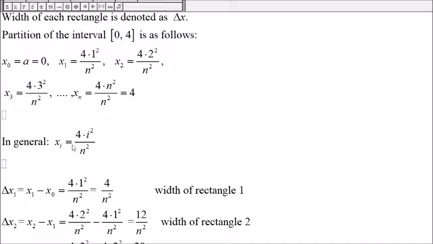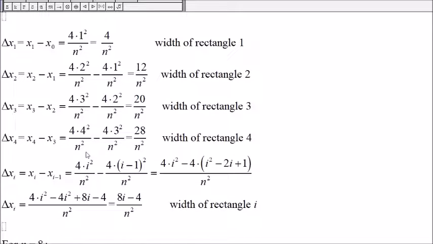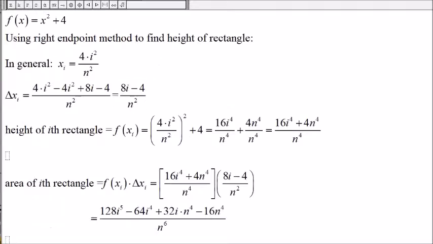And therefore x_i is 4i squared over n squared. And then we also found the formula for the width of the ith rectangle is (8i minus 4) over n squared. So once again, the function we're dealing with is x squared plus 4, and this is x_i, and this is the width of the ith rectangle.